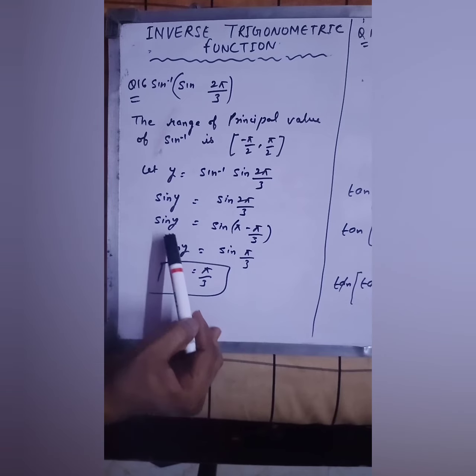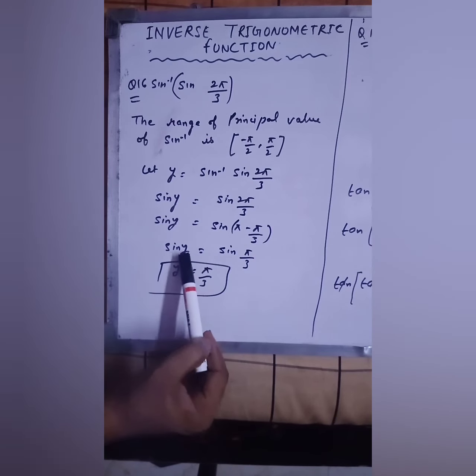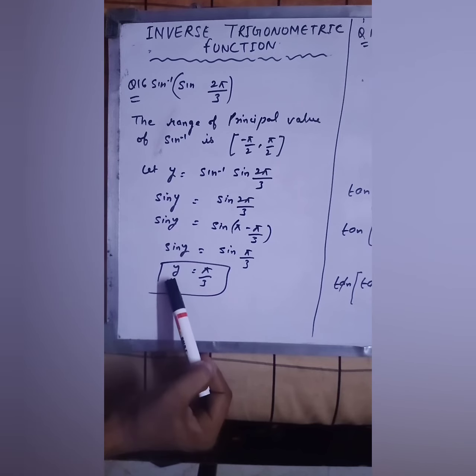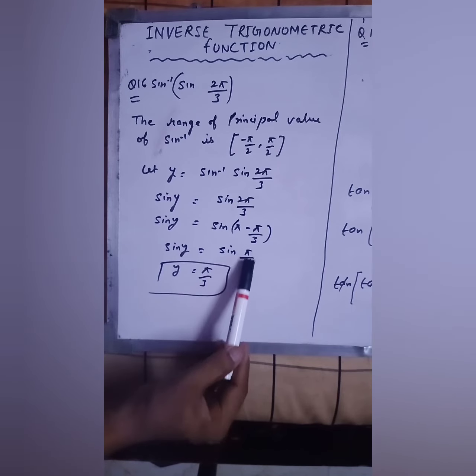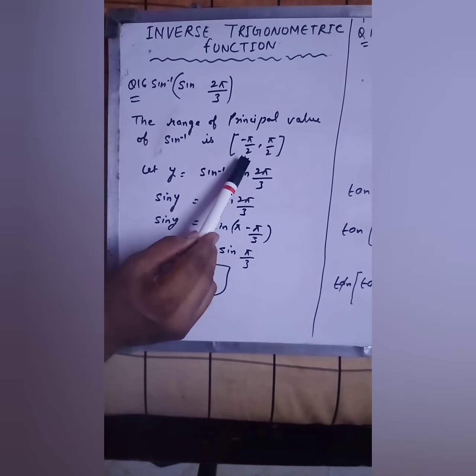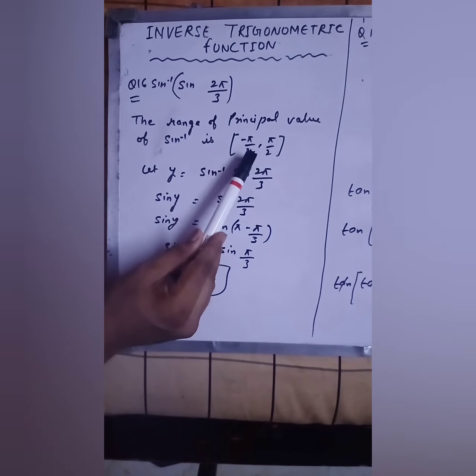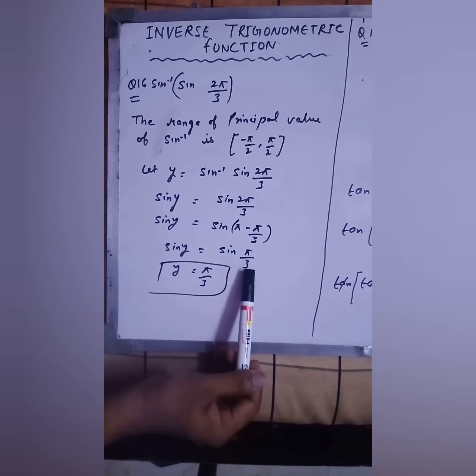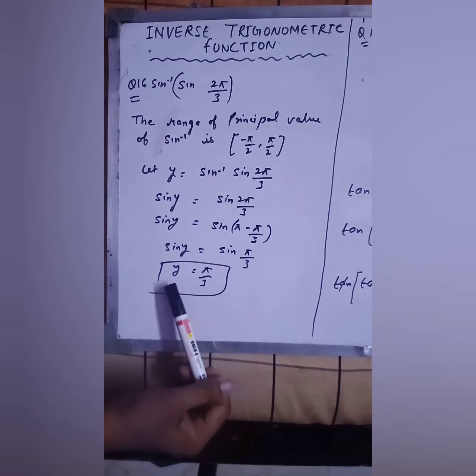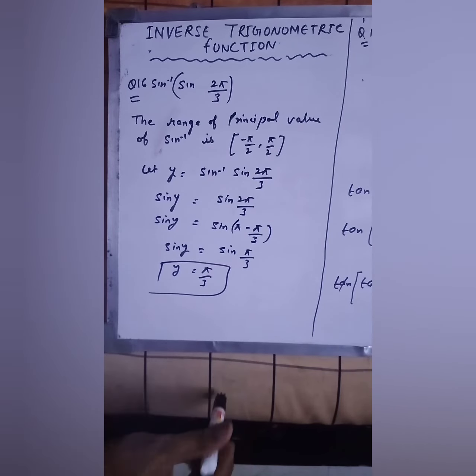Okay, so in the last step, you have to compare the angles, and this is the final value, because pi by 3 is in this range. 60 degrees lies between minus 90 and 90, so you will take pi by 3. Okay, so this is the required value of y. Got it?